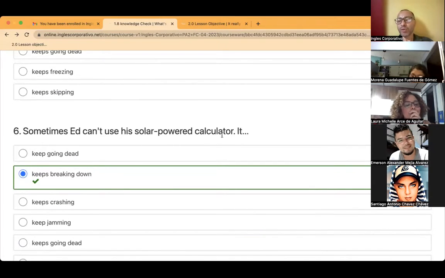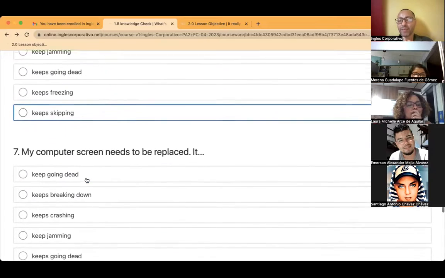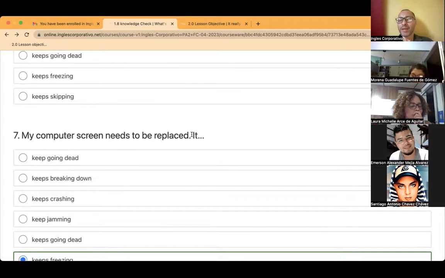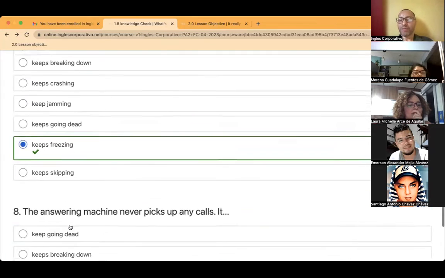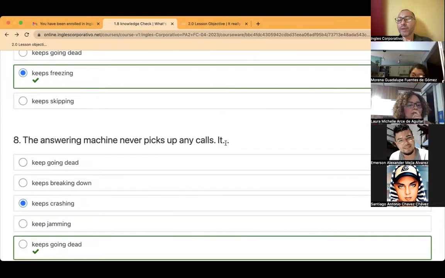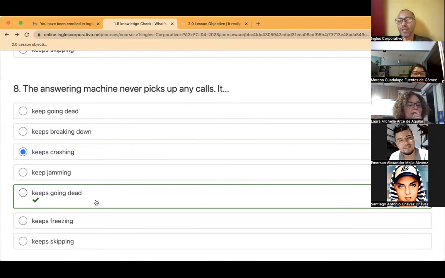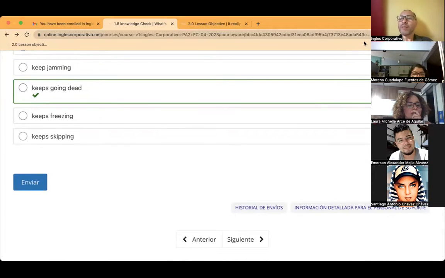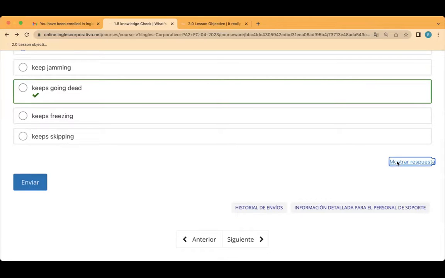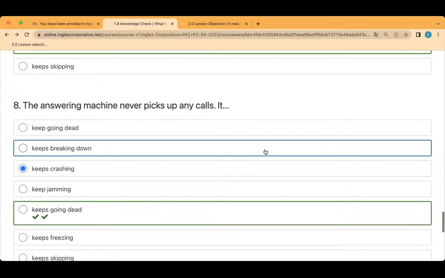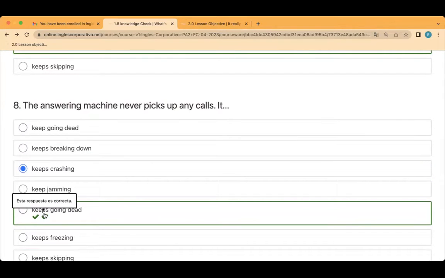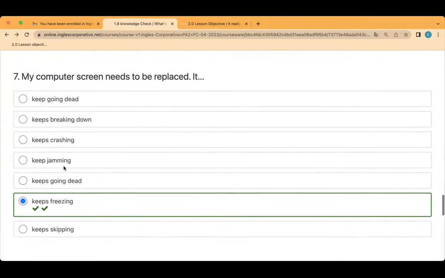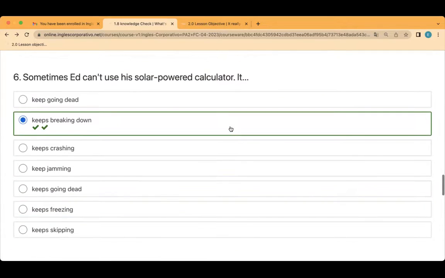Sometimes Ed can't use a solar power calculator. Correct. It keeps breaking down. This one, yes. My computer screen needs to be replaced. It keeps freezing. Good. The answering machine never picks up any calls. It keeps going dead. Okay. No crashing. Okay. Now, what is the most important? The most important is remember when you have it, he, or she, you need S. Always we need S, right? This is the first one. With I, you, we, they, no S.